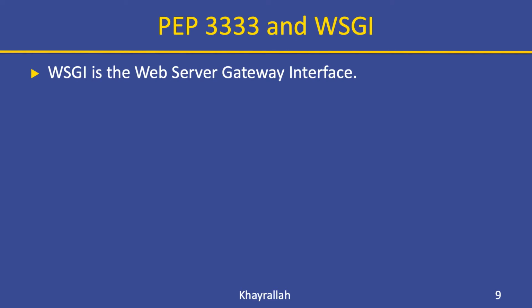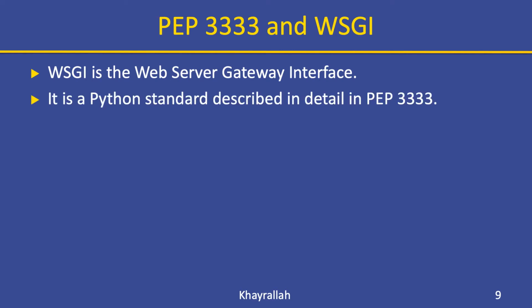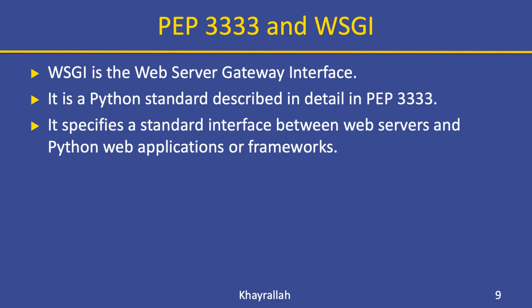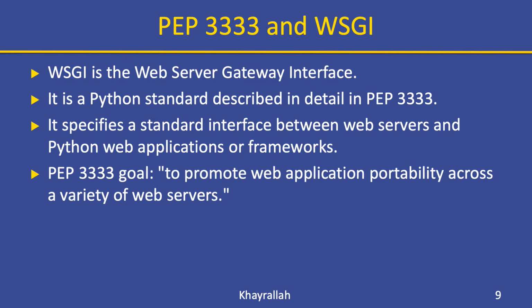The Web Server Gateway Interface is a Python standard. It specifies a standard interface between web servers and Python web applications or frameworks. It specifies how a web server is supposed to communicate with web applications, how web applications can be chained together to process a request. This interface is documented in PEP 3333. The goal is to promote web application portability across a variety of web servers. So because of this standard, what we learn in implementing a web application in Flask will be useful if we wanted to use a different framework.